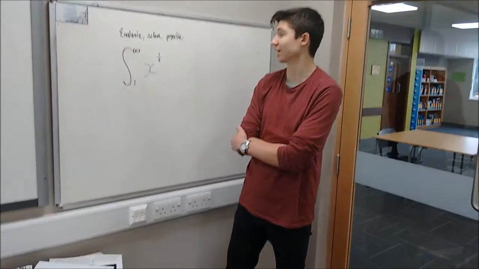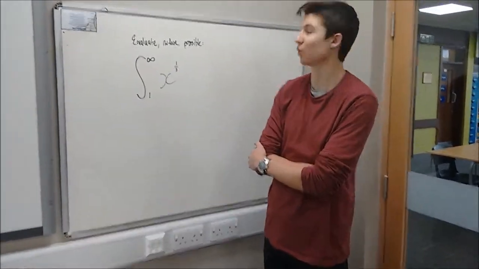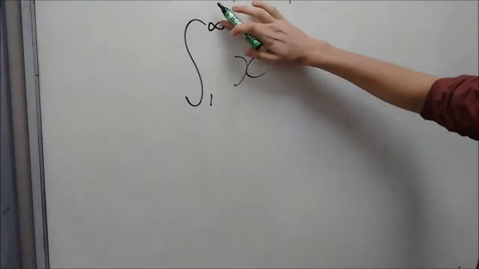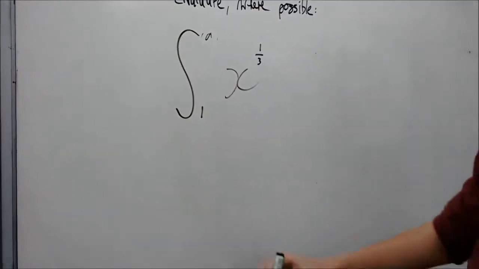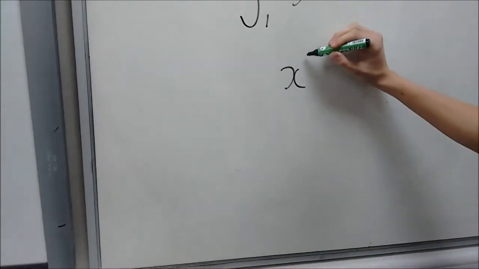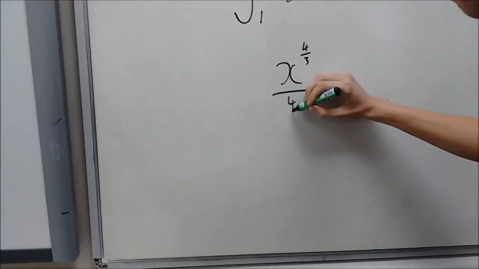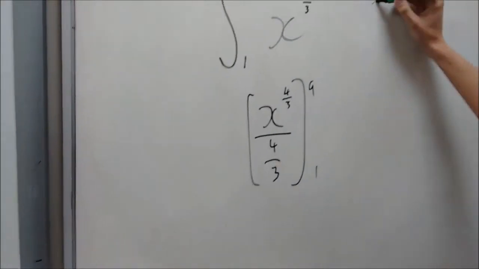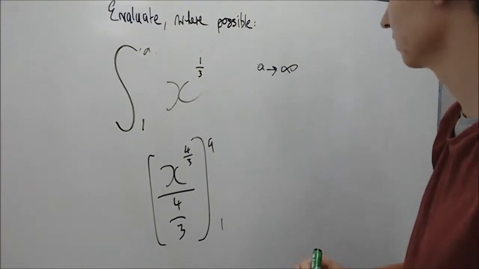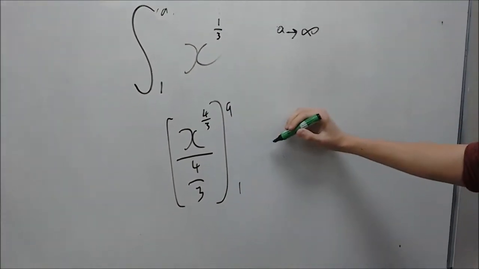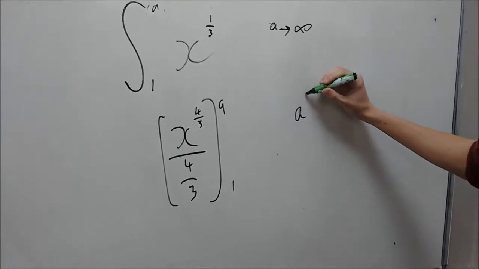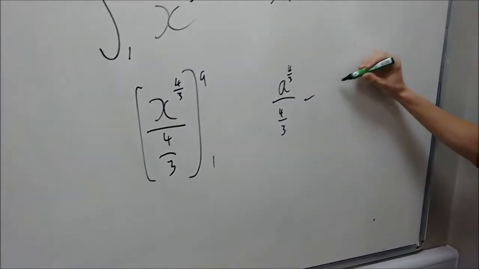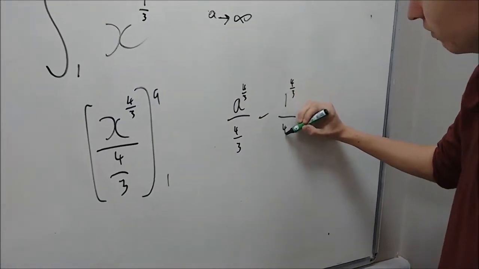This time we're going to integrate between infinity and 1 for x to the power 1/3. So we'll substitute in a for infinity again, so we'll call this a, and we're going to add 1 to the power, which will give us 4 over 3, and we're going to divide by that new number, and we're going to integrate between a and 1, as a tends towards infinity. Okay. So we can substitute in on a number, so a to the power 4 over 3 divided by 4 over 3 minus 1 to the power 4 over 3 over 4 over 3.